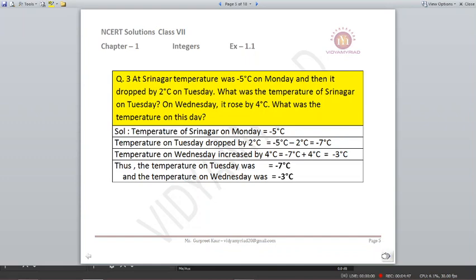Now on Wednesday it rose by 4 degrees. Rose means you will add 4 degrees. So what we will do? We will take the temperature of Tuesday, which was minus 7. From minus 7 we will add plus 4. So it will come to minus 3 degrees Celsius. So temperature on Wednesday was minus 3 degrees Celsius.